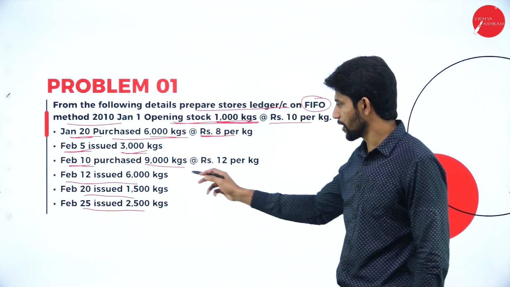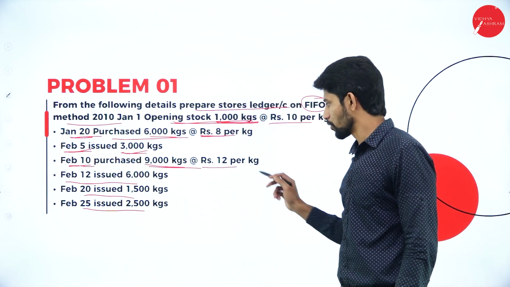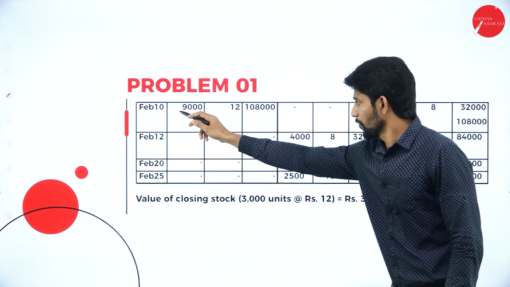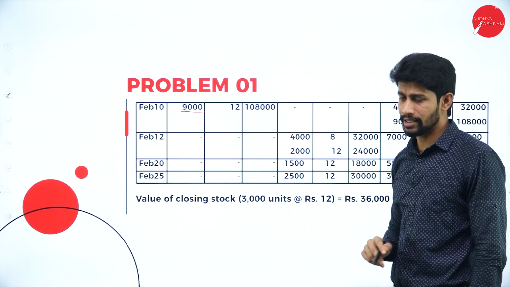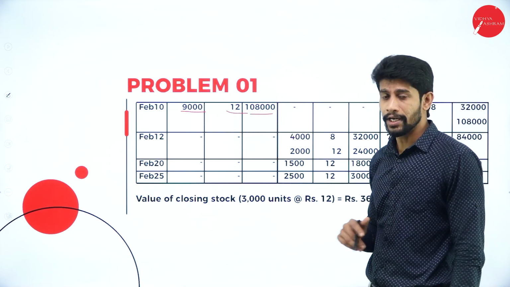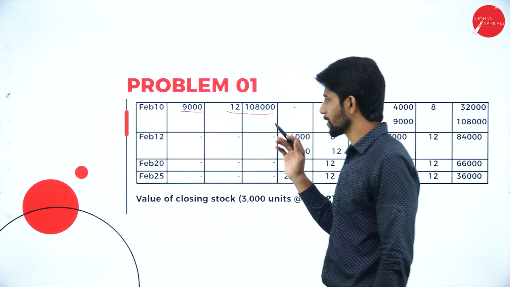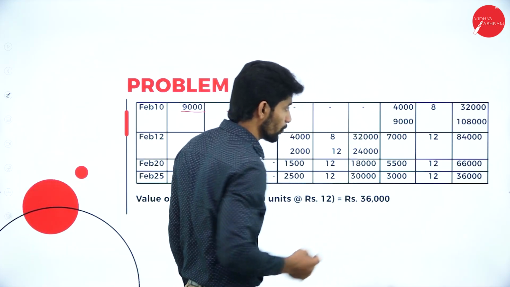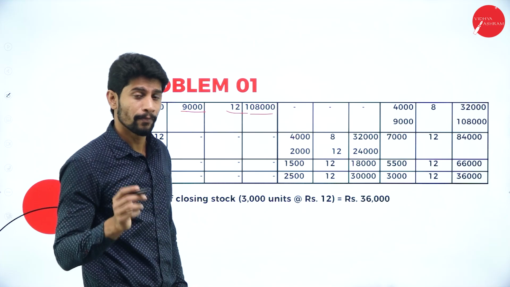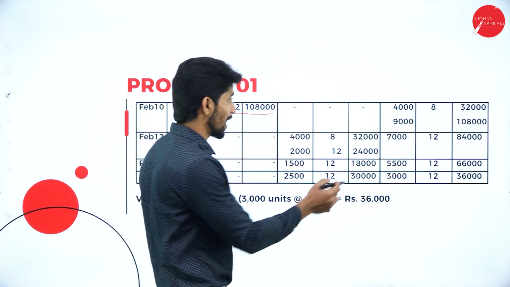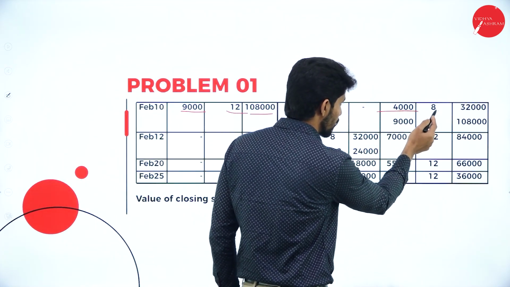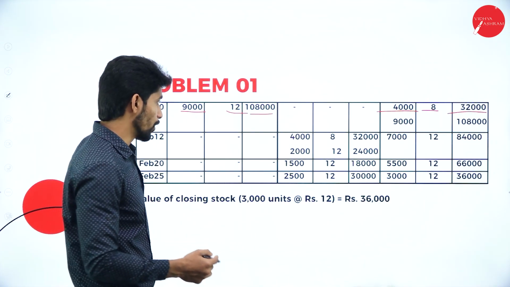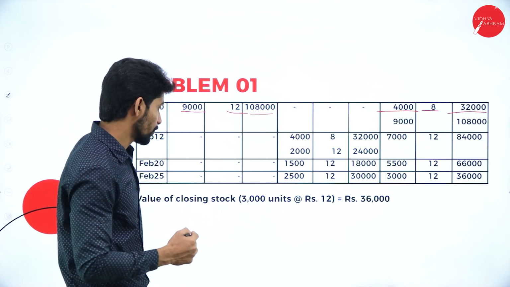10th Feb purchased 9,000 kgs at rupees 12 per kg. So here 10th Feb we purchased 9,000 kgs at rupees 12 and rupees 1,08,000 will be the value. And where we are supposed to show this value? We are supposed to show the value in balance column. First we are supposed to show the value of 4,000, 8 rupees per unit, and 32,000 will be the value. So which value is that? That value is the previous one.